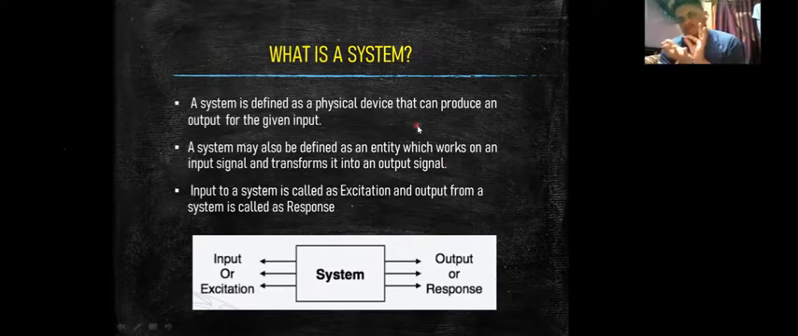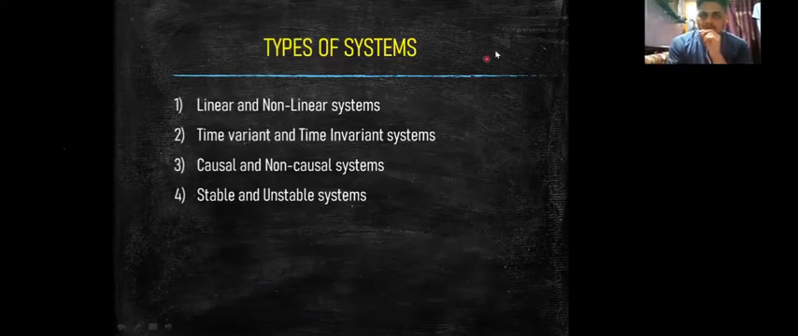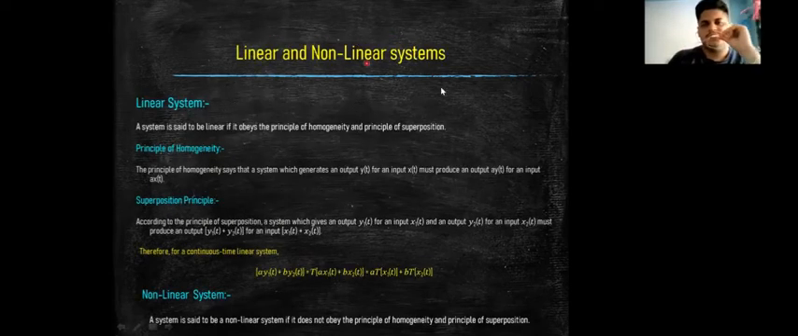As we saw what a signal is and its types, let's take a look at what a system is and its types. There are many types of systems, but the main types are linear and non-linear systems, time variant and time invariant systems, causal and non-causal systems, and stable and unstable systems. Now let's take a look in detail at these four types of systems. Let's take the first type, which is linear and non-linear systems.